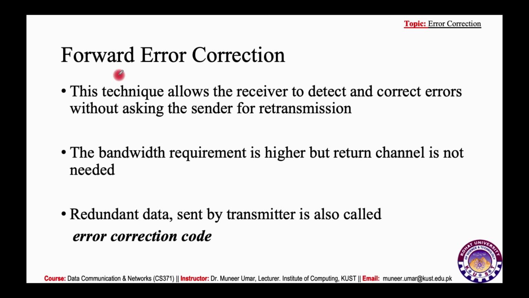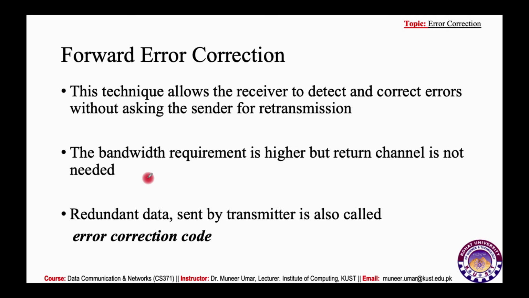Then we have forward error correction. This technique allows the receiver to detect and correct errors without asking the sender for retransmission. The correction is made at the receiver's end, and for the correction, there is no involvement of the sender. However, the sender adds some additional data with the original data before the transmission, and that additional data is used for detection and correction. The bandwidth requirement is higher, but a return channel is not needed.